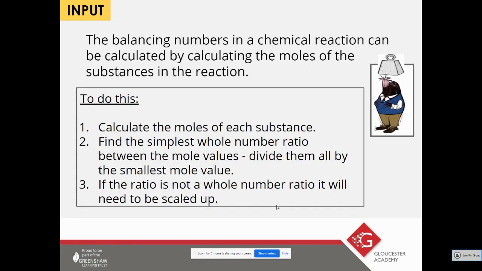The balancing numbers in a chemical reaction can be calculated by using the moles of substances in the reaction. So we have 3 steps. The first step is to calculate the moles of each substance. The second step is to find the simplest whole number ratio between the values. And the third is if the ratio is not a whole number ratio, you need to scale it up.